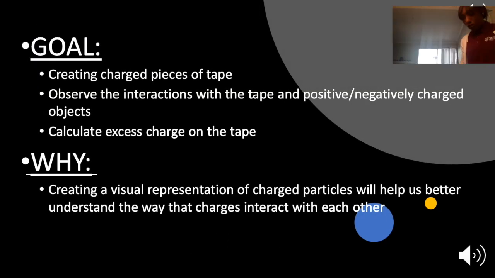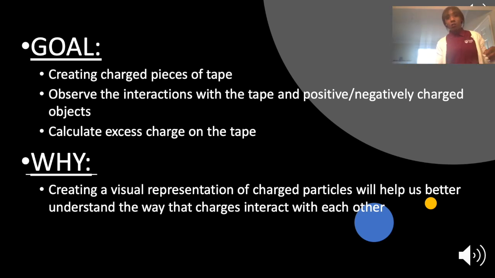So let's go ahead and talk about the introduction and the background of this lab. I will be having a video playing while I discuss the lab, which is the video of me conducting the lab. But regardless, let's get started.